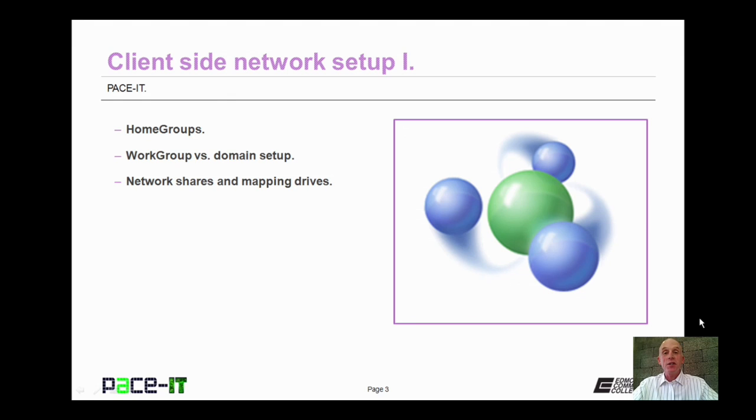Today we're going to discuss home groups, some of the differences between a work group and domain network setup, and then we will discuss network shares and mapping drives. And with that, let's go ahead and begin this session.